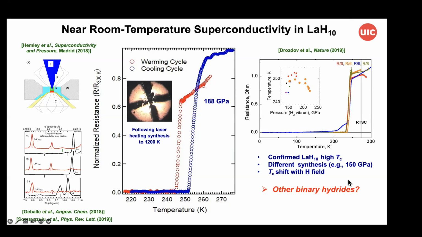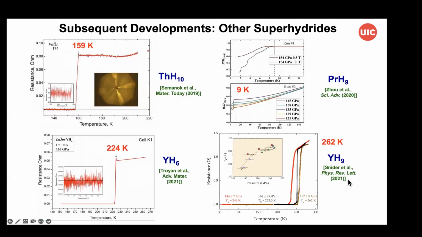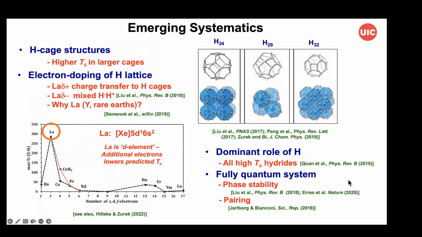And that's a very important point for this field: the importance of independent groups confirming one another, because there are many groups doing these kinds of experiments, and it's very important that multiple groups do these experiments and reproduce them independently. So of course, now we have a whole series of binary systems with very high TCs approaching room temperature in thorium, and now yttrium with different stoichiometries, praseodymium, and emerging systematics have come from these studies.